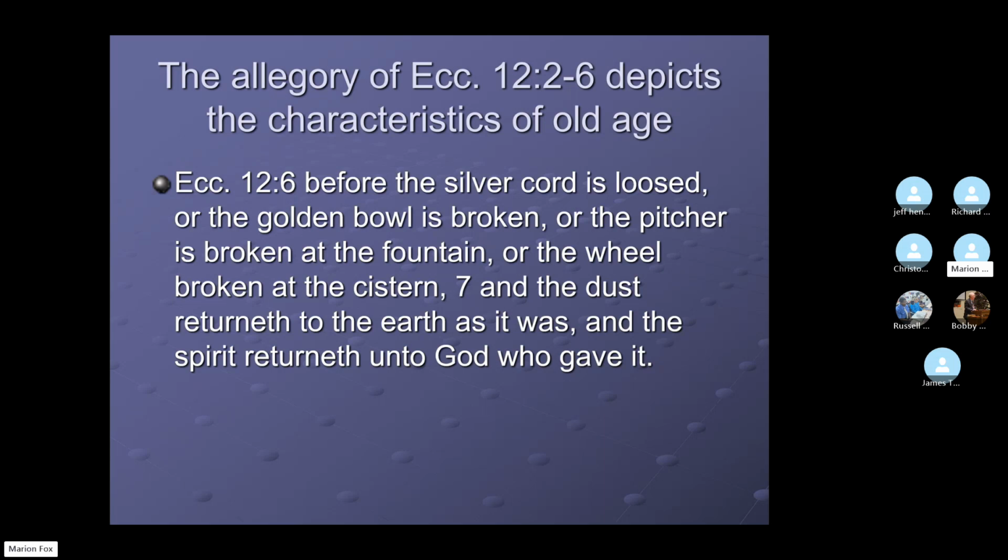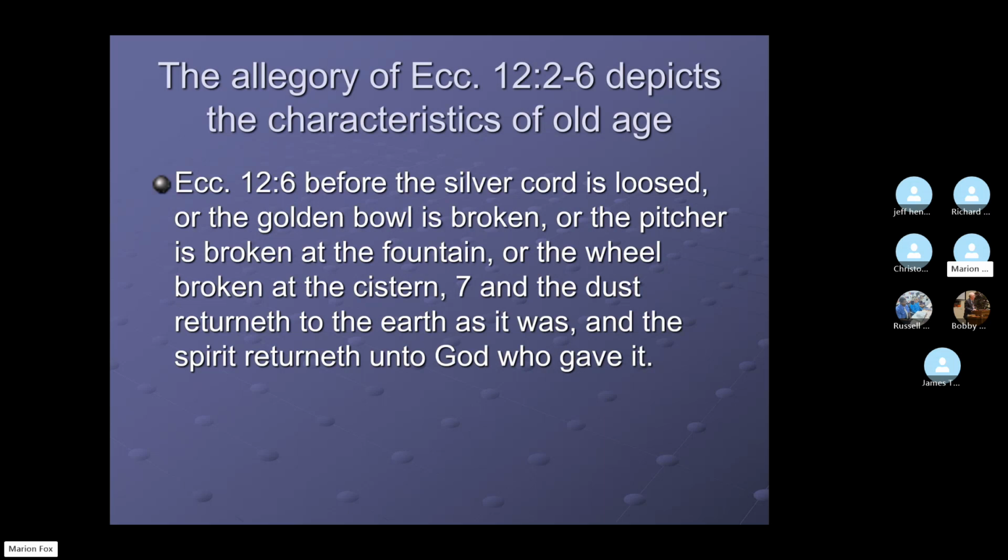We have some disagreement as to what these mean, but it's all depicting, and the context is depicting old age. A pitcher, you go out to the fountain to get some water, and the pitcher's broken. This may even depict your inability to be continent. Okay, I'm not sure about that.